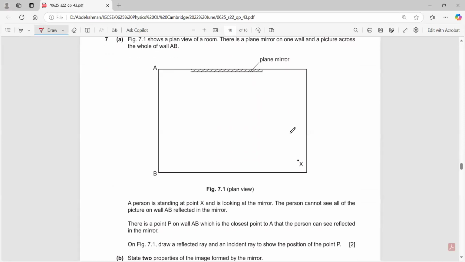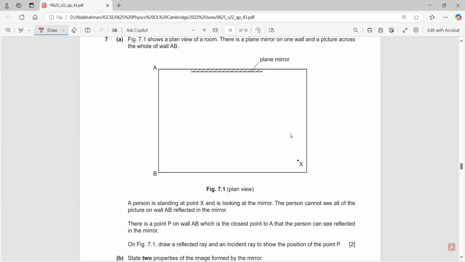Figure 7.1 shows a plan view of a room, not a plane view. So you're looking at the room from the top view. There's a plane mirror and a picture across the whole of wall AB. So wall AB is a huge picture.